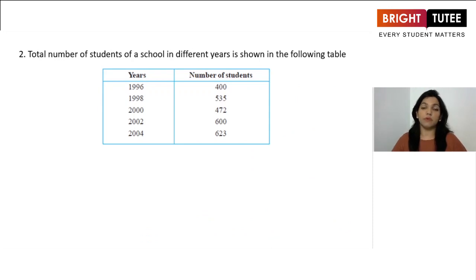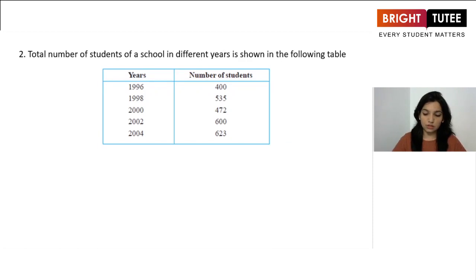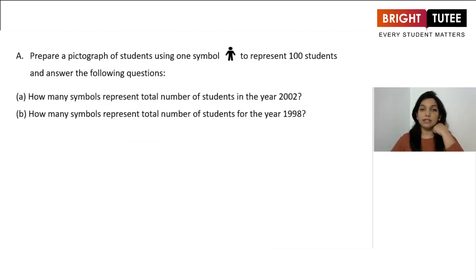Here it says the total number of students of a school in different years is shown in the following table. So we have got a table, and we need to put this particular table into a pictograph, right? And then there are some questions that we need to work with regarding this particular table. So let us read the first question. In the A part, it says prepare a pictograph of students using the symbol, like the symbol that we draw for a child, to represent 100 students and answer the following questions.